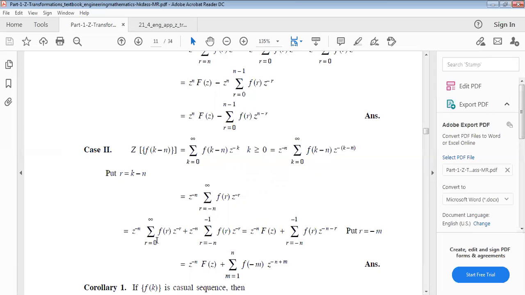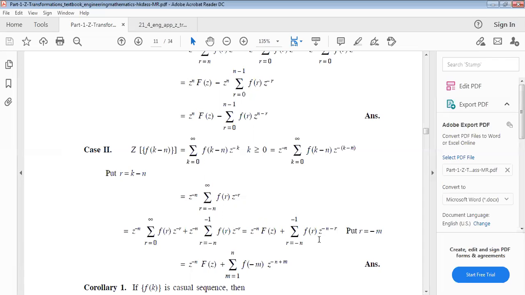That means less than 0, from minus n to minus 1, and this total makes the total summation r equals minus n to infinity. So we can write this in two parts. The first part is r equals 0 to infinity, and the other part is less than 0, that means minus n to minus 1. Then, by the definition of the Z transformation, this is z to the power minus n times f of z.